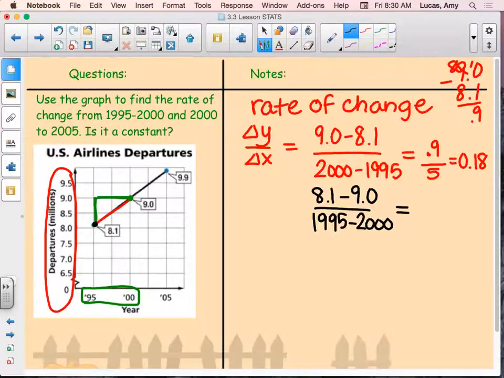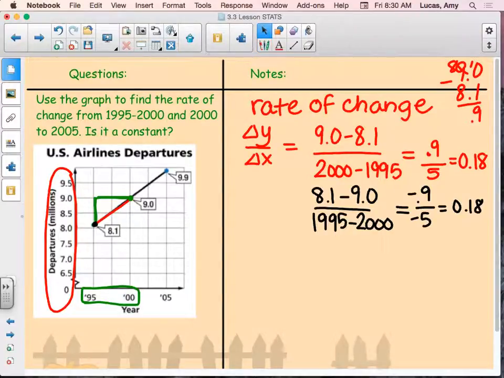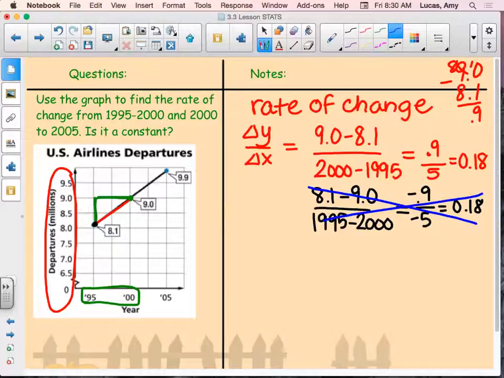And the same thing would happen. I'd just get a negative and a negative, so it would still give me 0.18. Okay, so you can subtract it either way that you want. So I found the first interval. So I'm just going to stick with my original.